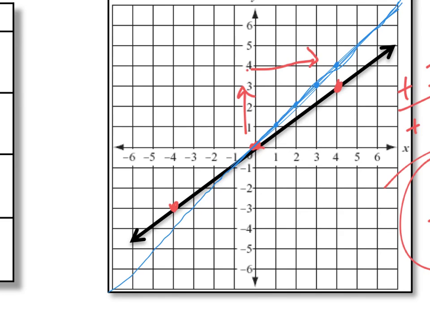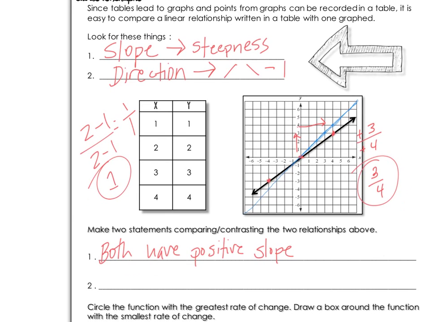Maybe now it's easier for us to compare these two things now that they're on the same graph together. Easy to see that yes, they both have positive slope. All right, they're both going in the same direction. They both increase from left to right. Can I say which one is steeper? I can, and we could have concluded that just by looking at their slopes, 1 and 3/4 and comparing them, right?